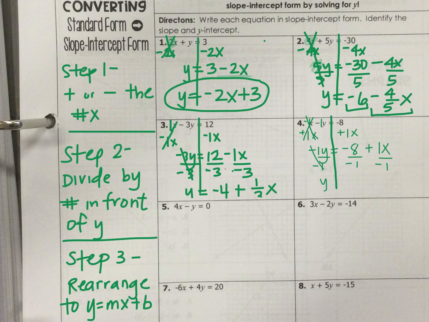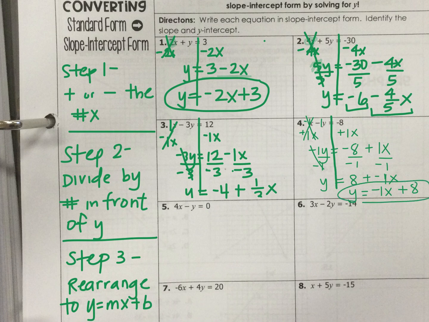Marks out. Y equals 8. -8 divided by -1, two negatives make a positive, so it makes 8. 1 divided by -1 is a -1x. Now I just rearrange and say y equals, I write the -1x first, plus 8, and I'm done.